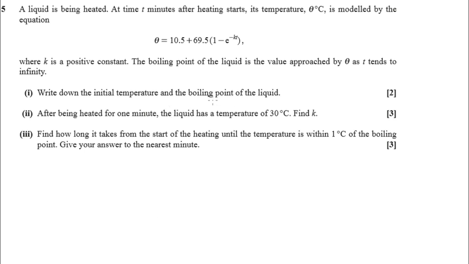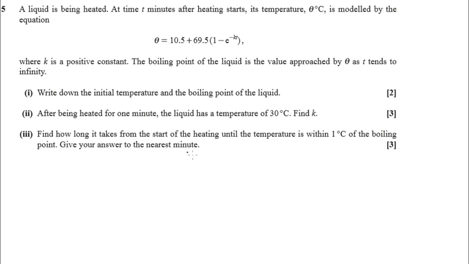Question 5, an exponential decay kind of question. Part 1, write down the initial temperature and the boiling point of the liquid, where the temperature is defined as 10.5 plus 69.5 multiplied by 1 minus e to the minus kt, where k is a positive constant and t is the time in minutes.